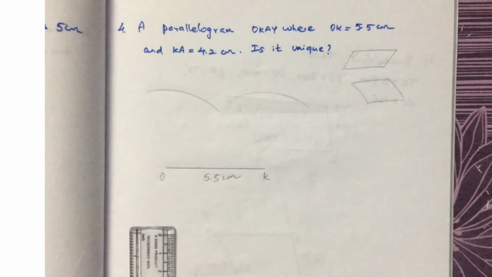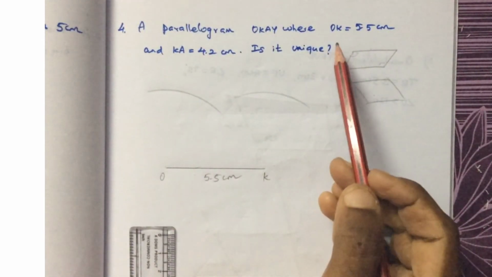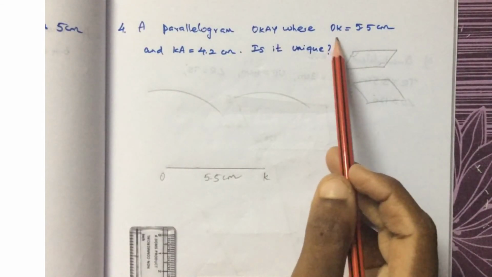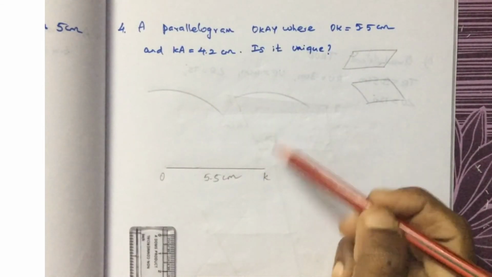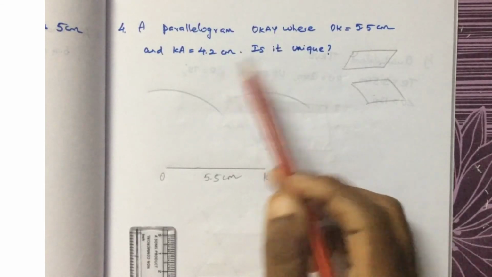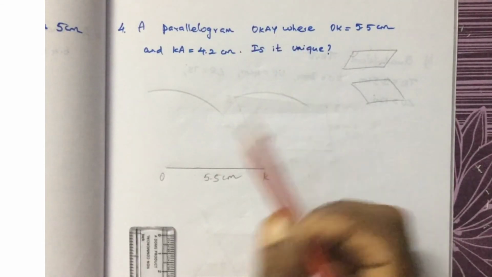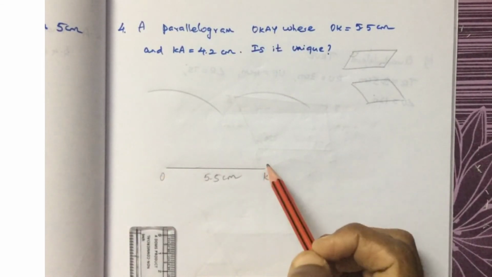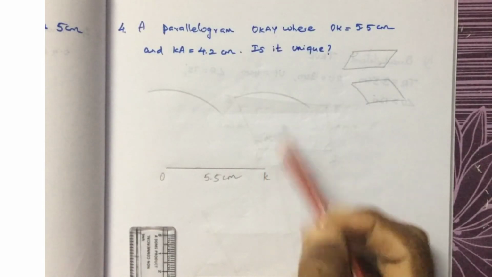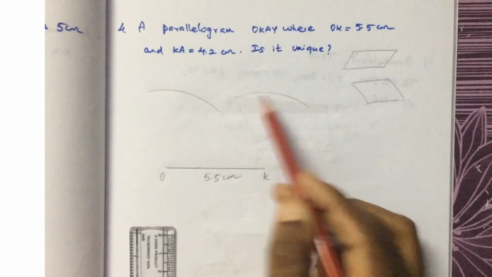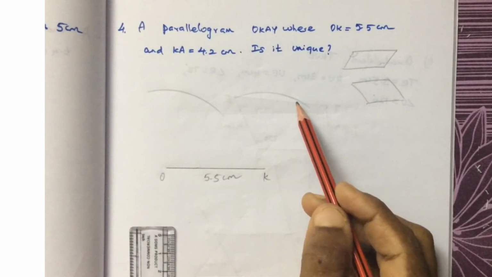Now you can see we have drawn OK and KA. Now how to join this? They didn't give any angle for this. They should have given either the angle for O or the angle for A, so that we can mark the angle line. The intersection of this arc and the angle line will give a point here.